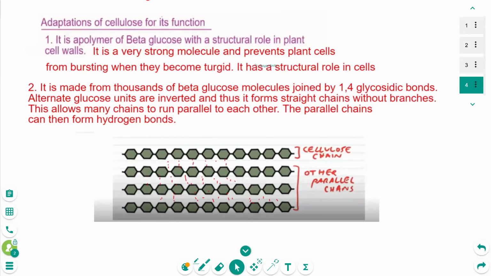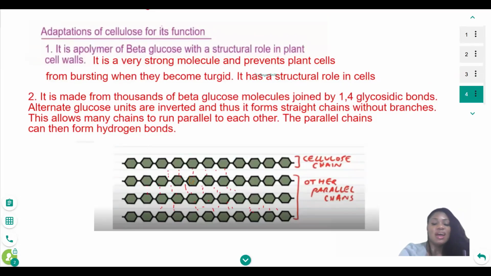So you can see in this diagram here that this is one cellulose chain, it's straight. So another cellulose chain can come right beside it because this is also straight. There are no branches, right? So you can end up having multiple cellulose chains coming beside each other, and then they link up with each other by hydrogen bonds.